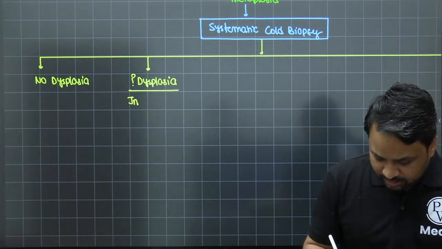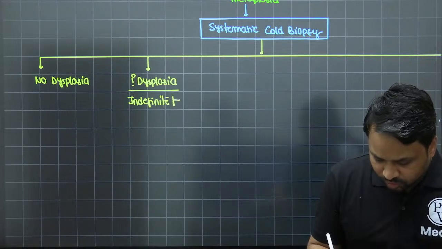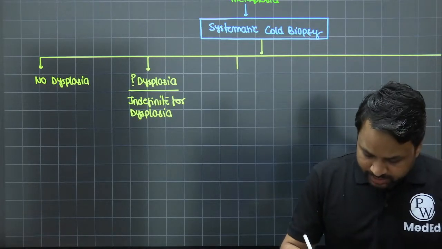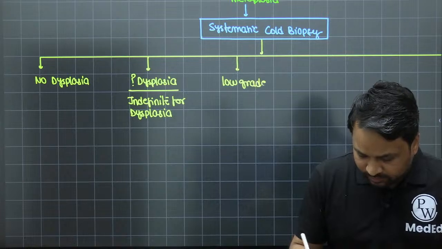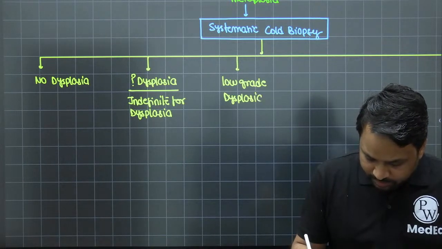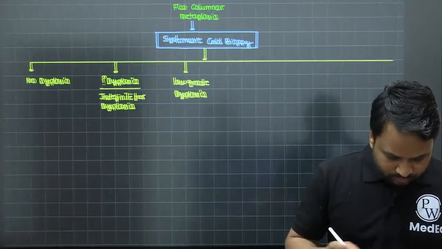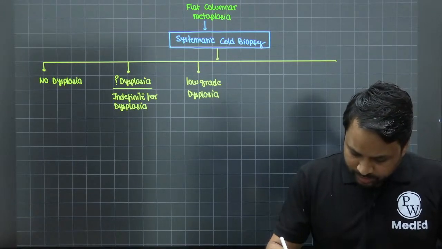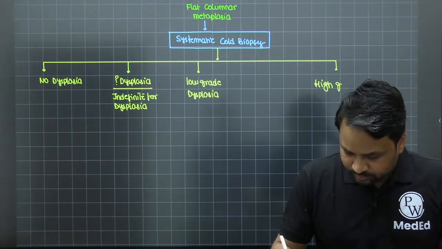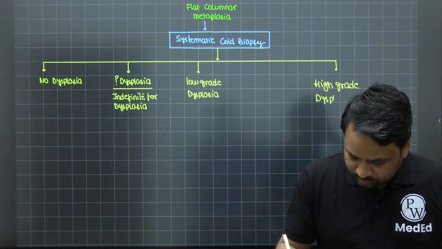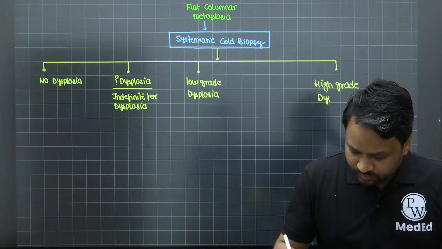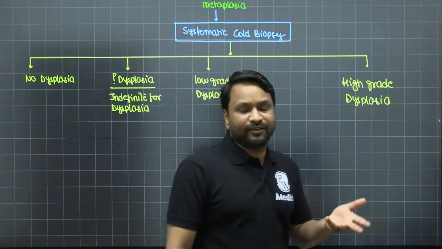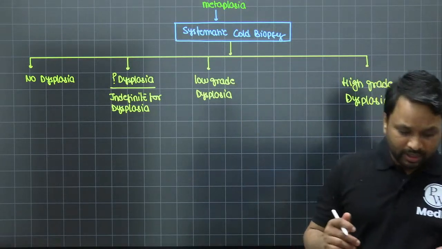Suspicious or indefinite for dysplasia. There is this indefinite state for dysplasia. Then you have low grade dysplasia, or there could be high grade dysplasia. Right, so based upon the histopathology, I can divide them into 4 categories. Either there is no dysplasia, or there is an indefinite form of dysplasia, or there is low grade dysplasia, or there could be high grade dysplasia.